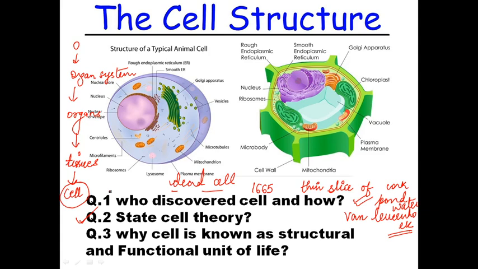And the third question, which is very important, is why a cell is known as a structural and functional unit of life. Cell is the smallest unit of life. Cell is required to produce the organism, to make up the organism. Cell is important as it performs all the functions like transportation, respiration, digestion, metabolism. All the processes which are occurring in our body are because of the cell. So that is why cell is known as the structural and fundamental or functional unit of life.